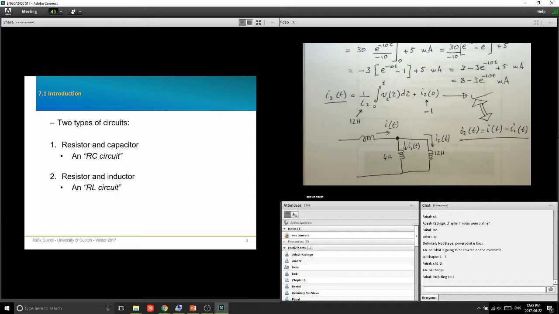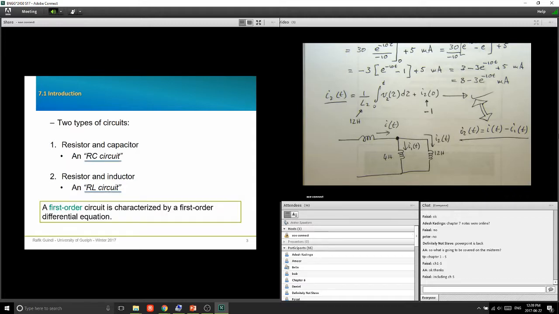What's the definition of a first order circuit? A first order circuit is characterized by a first order differential equation. I know that you all love differential equations, so that should be good. We have here circuits that are characterized by a first order differential equation.